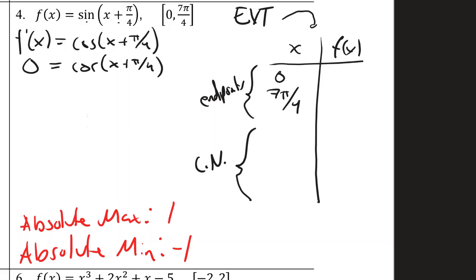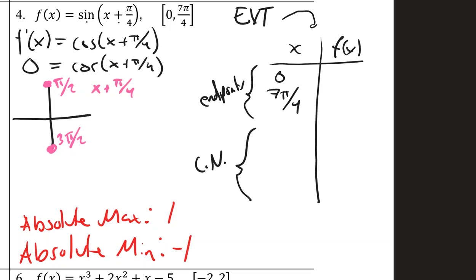So what I did is I thought about the unit circle, and cosine is 0 at pi over 2 and 3 pi over 2. But that doesn't mean I want x to be pi over 2 and 3 pi over 2. I want x plus pi over 4 to give me pi over 2, and x plus pi over 4 to give me 3 pi over 2, so that I'm taking the cosine of an angle that actually gives me 0.